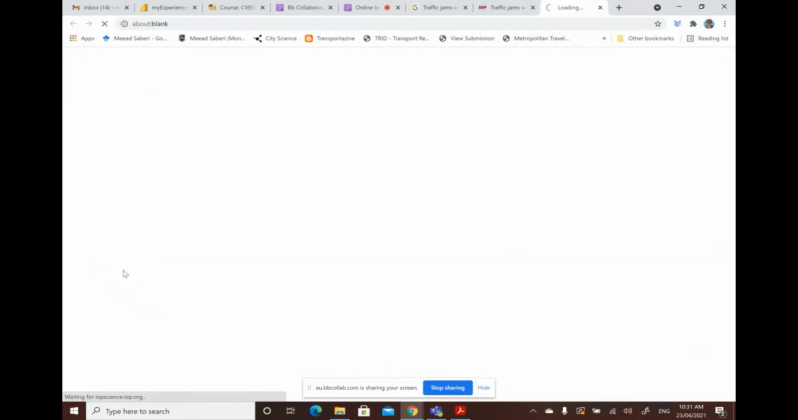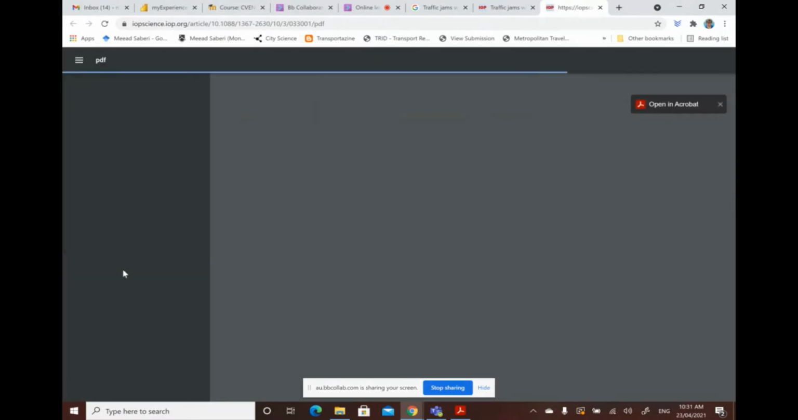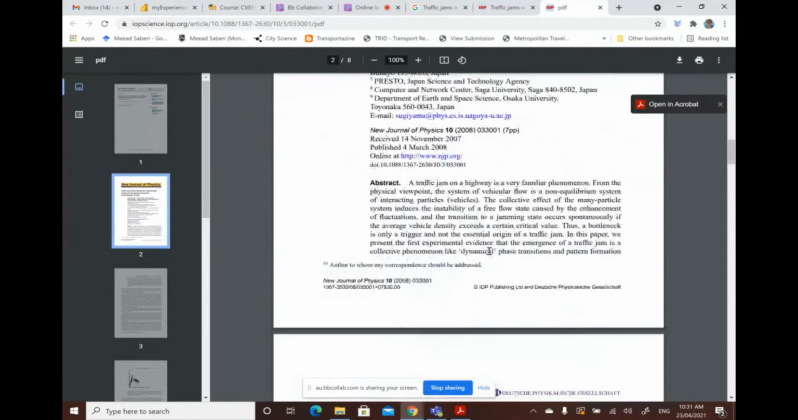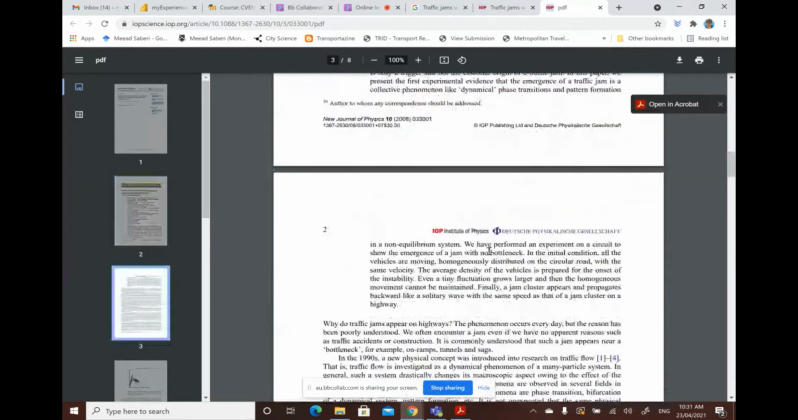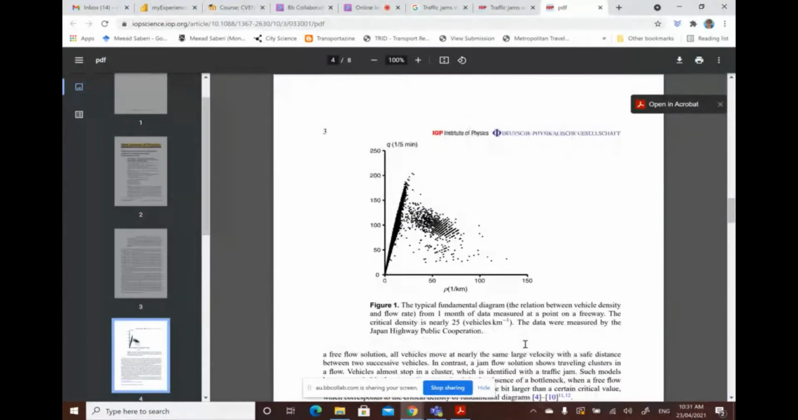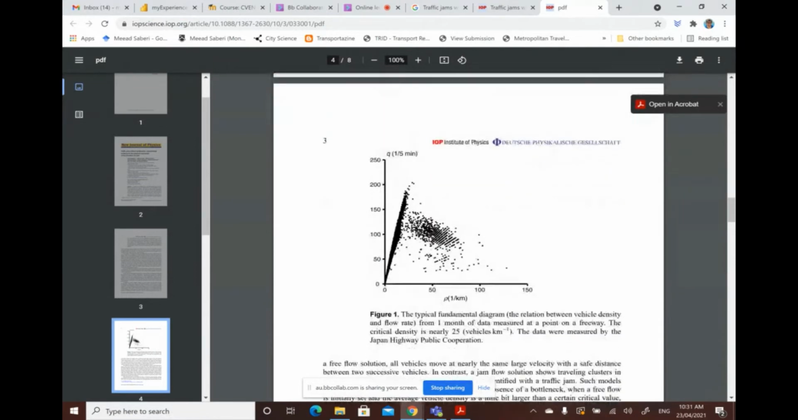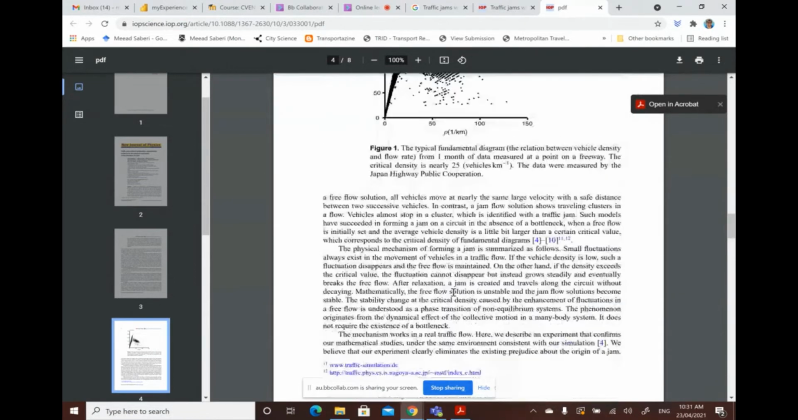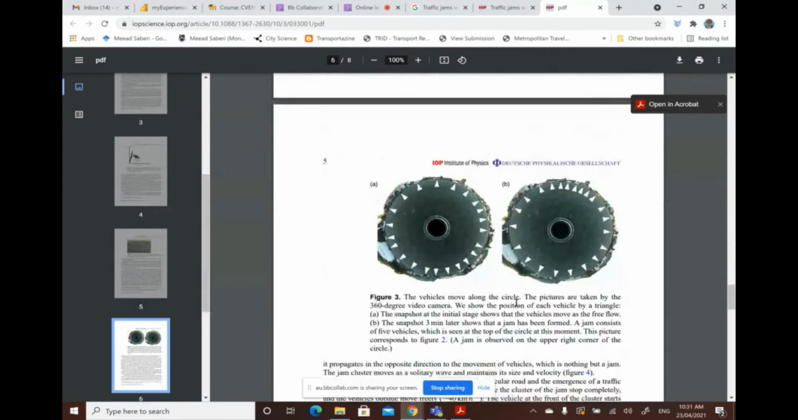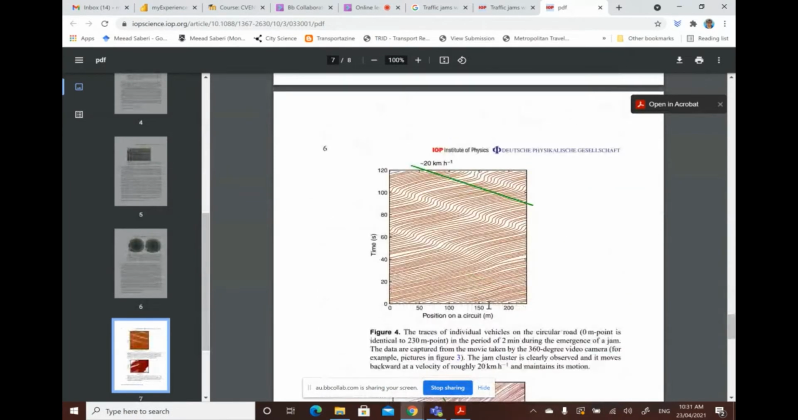If I open the paper, let's see what they studied actually. I want to see what kind of graphs they produced. So make sure you download this paper, have a look. They start by talking about the fundamental diagram, a relationship between flow and density. You see, we have this uncongested branch on the left, and then the congested branch on the right. They talk about their experiments and how they created that.